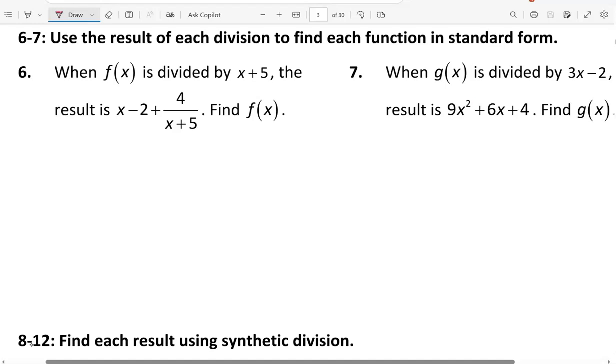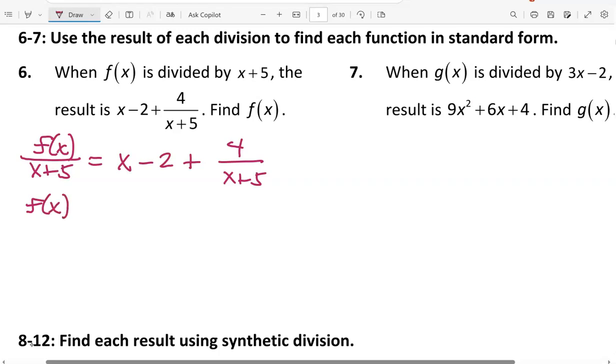In number 6, when f of x is divided by x plus 5, so I'm going to write that f of x is being divided by x plus 5, the result equals x minus 2 plus 4 divided by x plus 5. I'm going to multiply each side of this by x plus 5. When I do that, f of x over x plus 5 times x plus 5 is f of x, and then x minus 2 can get multiplied by x plus 5. And then when 4 over x plus 5 is multiplied by x plus 5, the result is just 4.